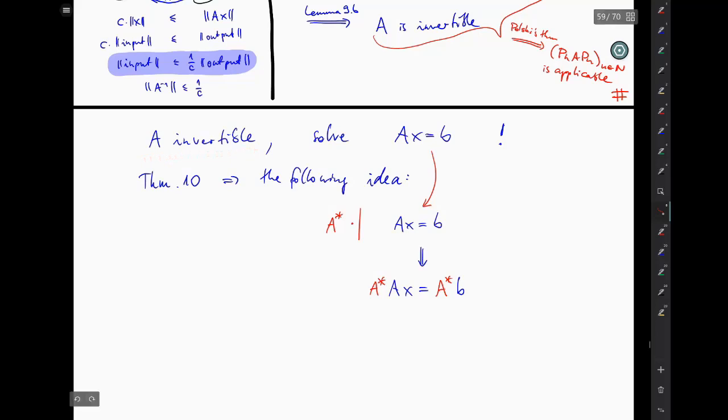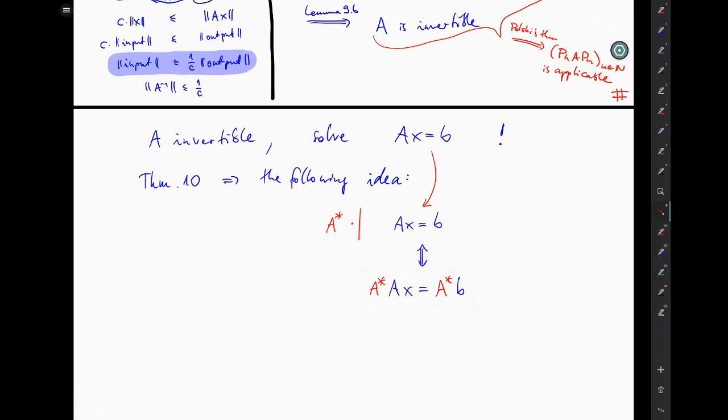And because A is invertible, also A star is invertible. The inverse of A star is just the inverse of A and then star. And that's why you can also go in the other direction here. So this is an equivalence. But now you get this new system that has the same solutions as the old system because they are equivalent.